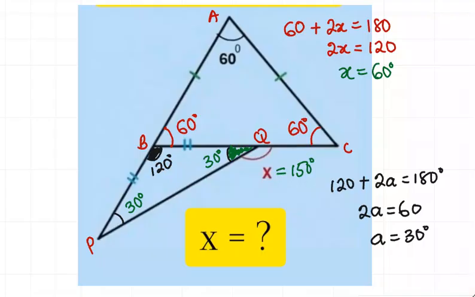Another way to get the value of x is that x is an external angle to 120 and 30, and there is a rule that says that an external angle equals the sum of the two opposite interior angles. So when we add 30 plus 120, which are the two interior opposite angles, this gives us 150. All right, that's the value of x.